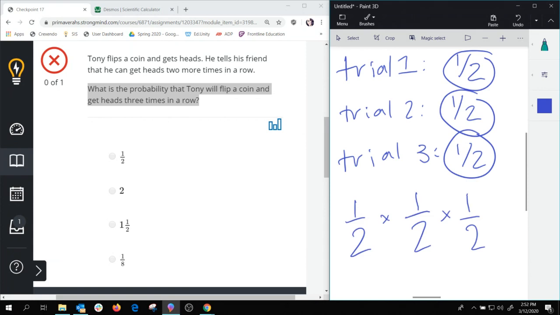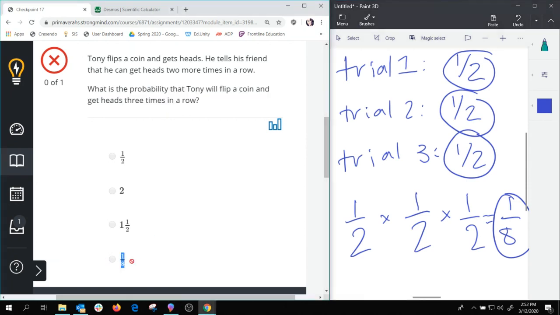Yes, exactly. So if we do 1/2 times 1/2 times 1/2, we will get 1/8. So 1 times 1 times 1 is 1, and then 2 times 2 times 2 is 8. So for this one, we would get 1/8. Yes, exactly. So your thought process was correct. We just have to remember that we're multiplying the probabilities, not the number of trials by the probability.